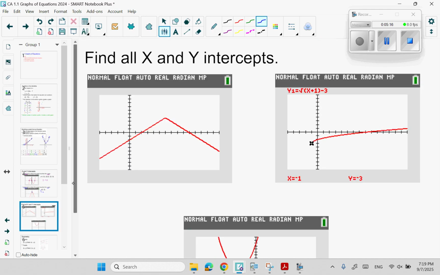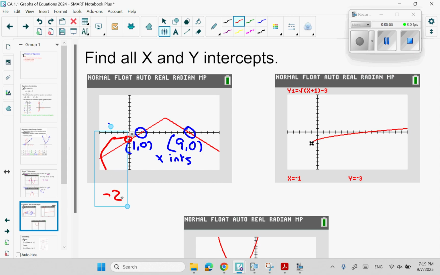So find all the x and y intercepts. I would say we have x-intercepts here and here at what? Wow, the spacing was kind of weird on this one. It looks like -1 and, I'm sorry, +1. Oh goodness. Brain's fried today. 1, 0, and 2, 3, 4, 5, 6, 7, 8, 9, 0. And then the y-intercepts, so these would be x-ints. The y-intercept we get is right there at -2, 0.